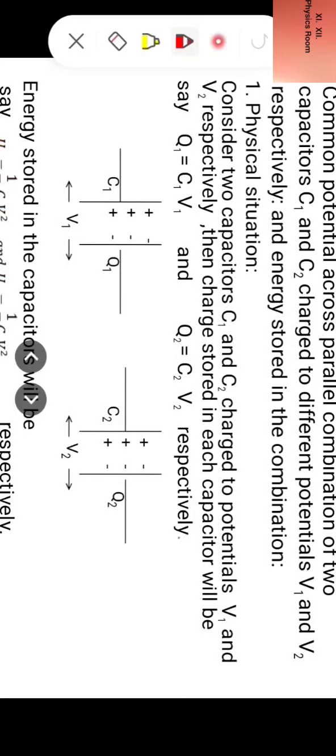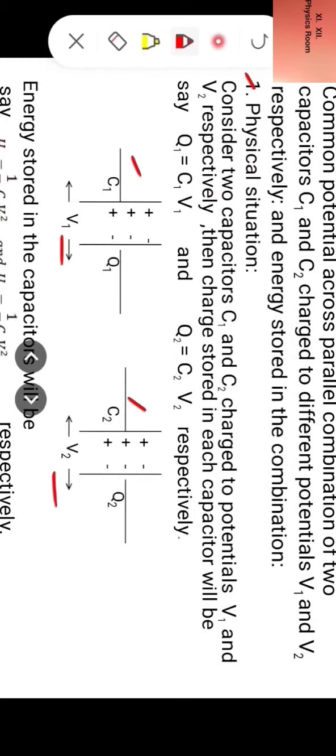I repeat, common potential across parallel combination of two capacitors C1 and C2 charged to different potentials V1 and V2 respectively, and energy stored in the combination. Let us start with, first we develop the physical situation. Consider two capacitors C1 and C2 charged to different potentials V1 and V2 respectively.